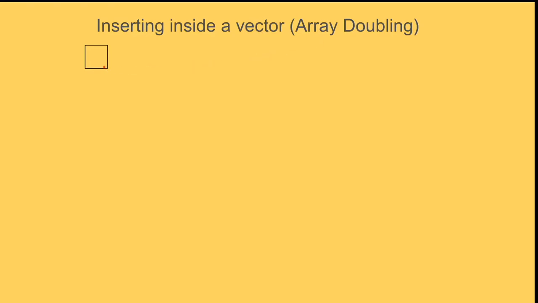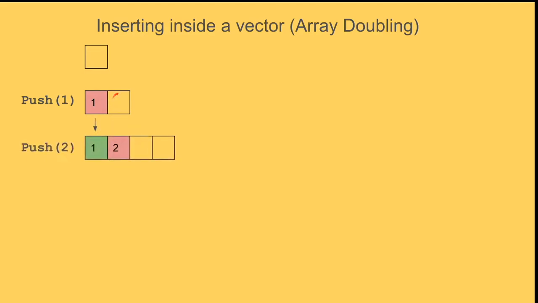So imagine again, my array is of size 1 and it's empty. For the first time, I push one value, which is number 1. And then because the array had only one empty space, I double the size and then I push the value 1. Again, now when I want to push value 2, because I only have one empty space, I double the size first and then I push 2 into the array.